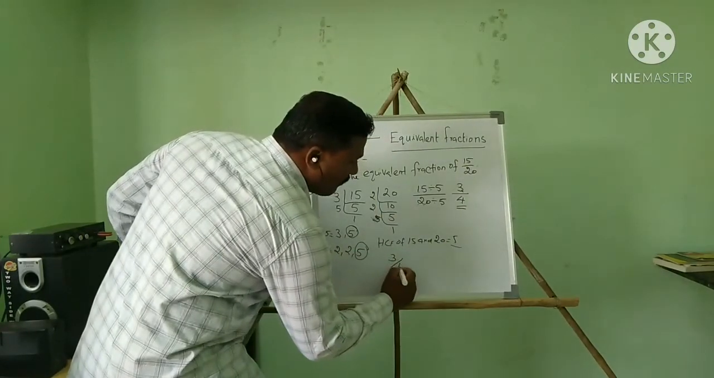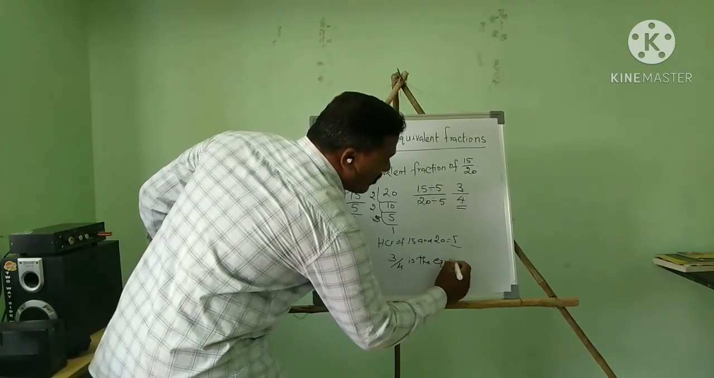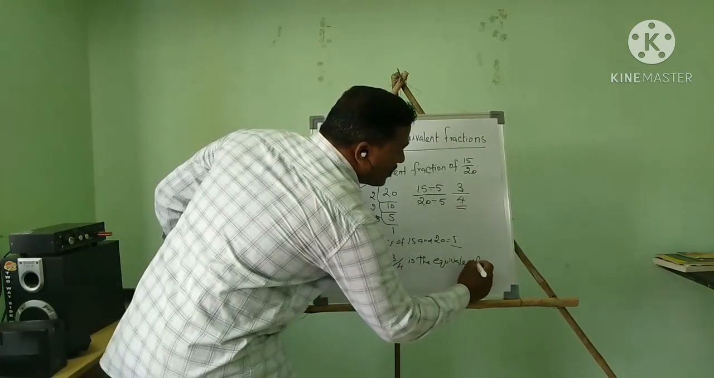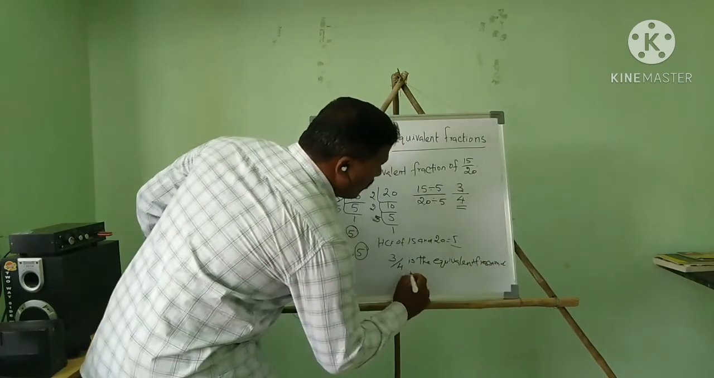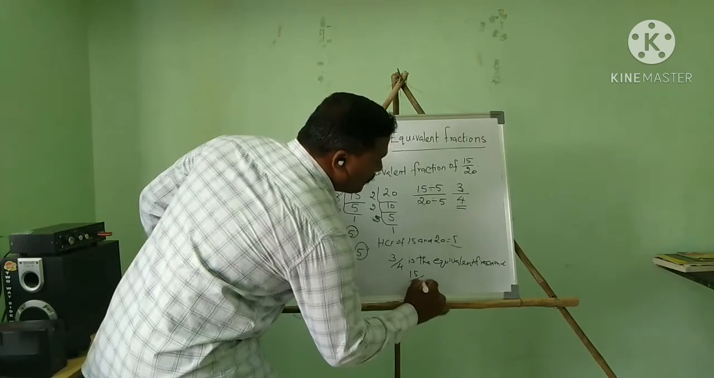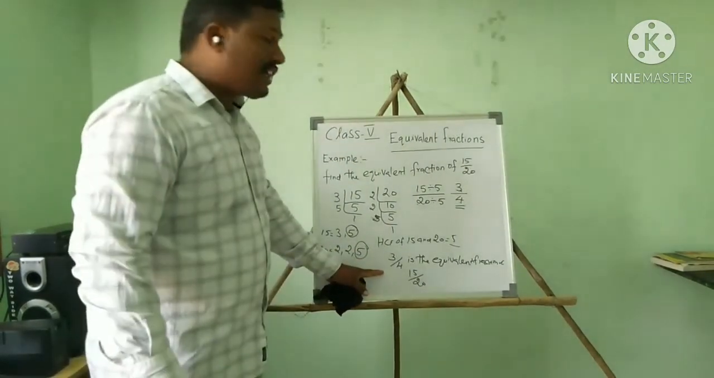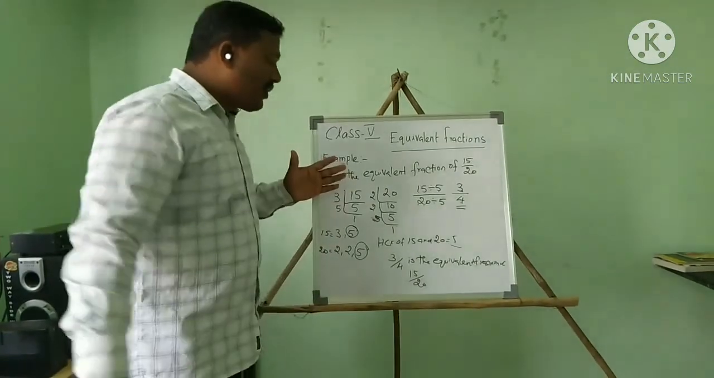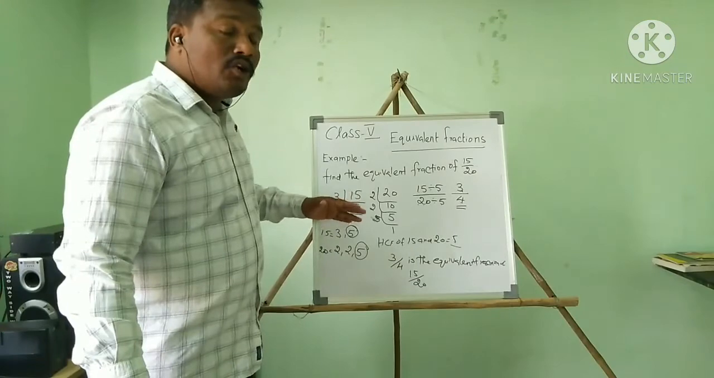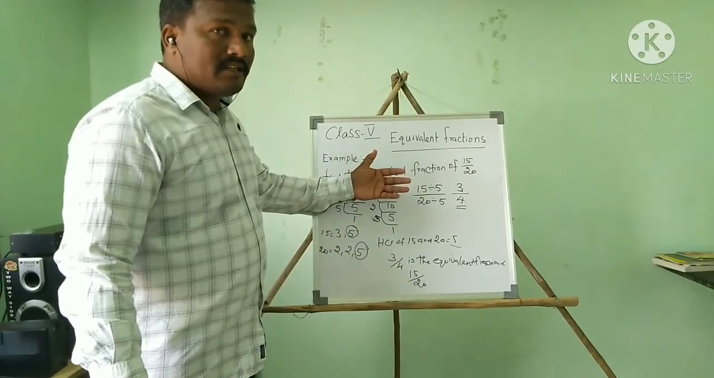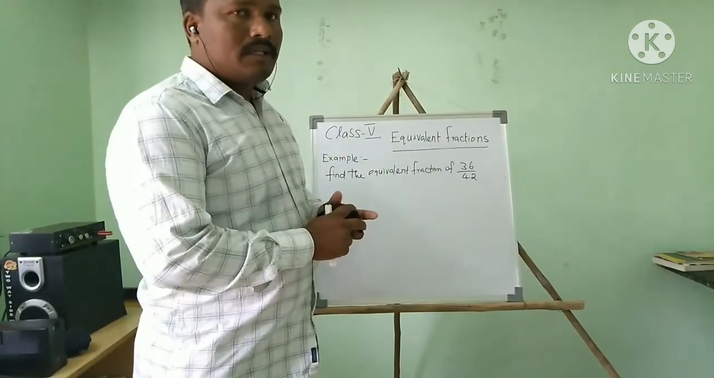So 3 by 4 is the equivalent fraction of 15 by 20. So this is the answer. If you want to find the equivalent fraction, first you have to find the HCF, then you have to divide the given fraction using that HCF. This is the way.